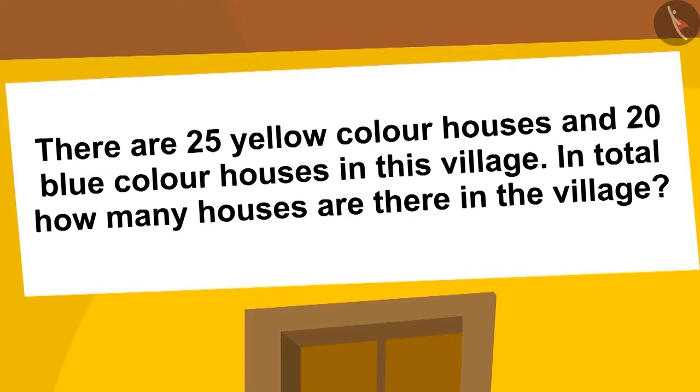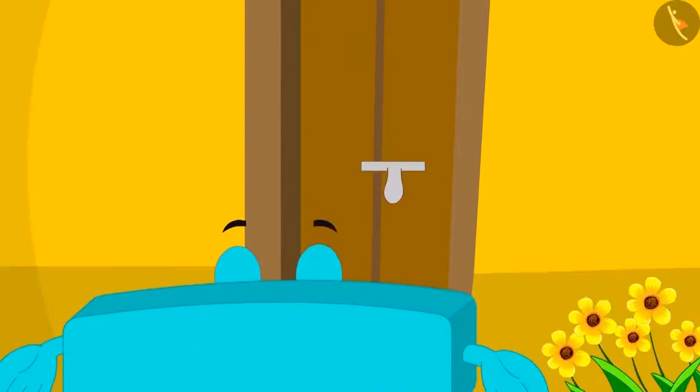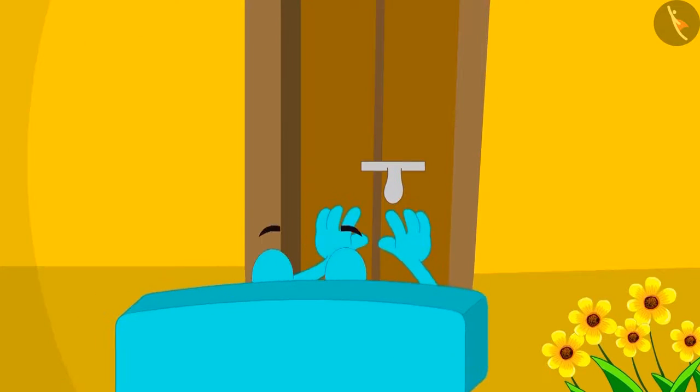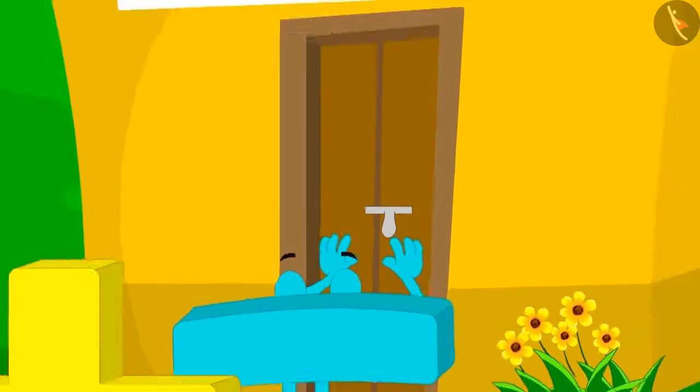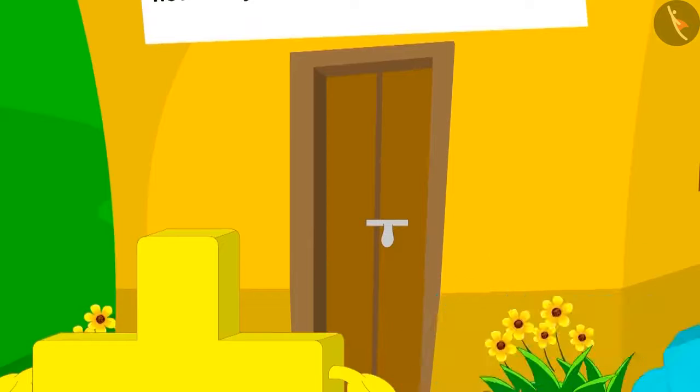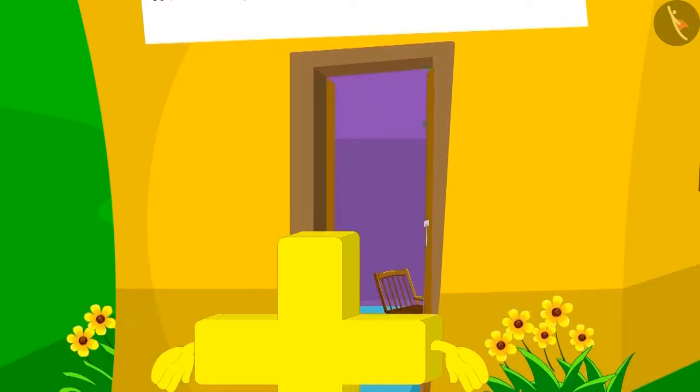In this village, 25 houses are of yellow color and 20 houses are of blue color. How many houses are there in the village? First, Subtraction tried to enter the house. He tried very hard, but the door did not open. Now, Addition just went near the door. And look what happened! The door opened on its own.